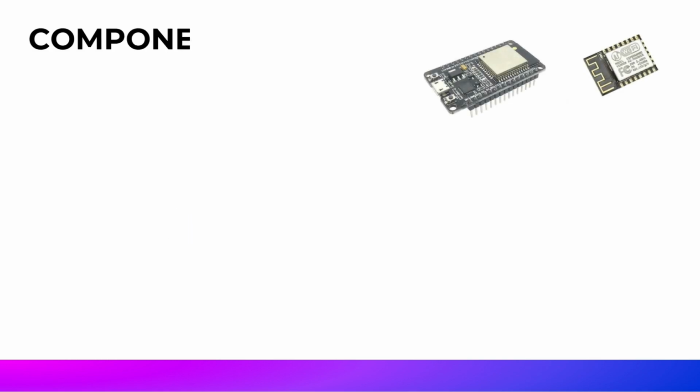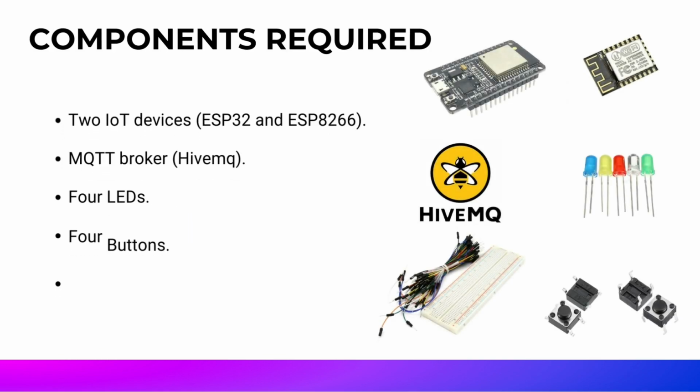All we need are two IoT devices. Here I use the ESP32 board and the ESP8266 chip. One MQTT broker, also known as the MQTT server, to which our two devices connect. Four LEDs, four buttons, a breadboard and wires for connection.